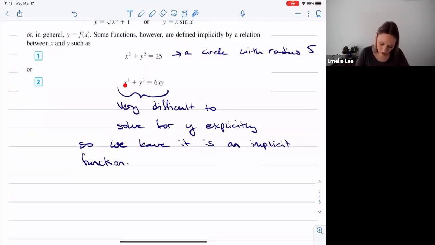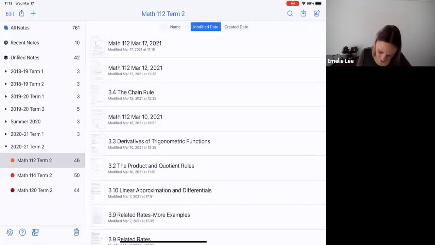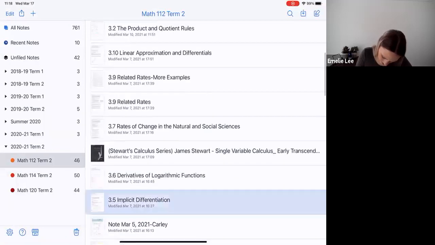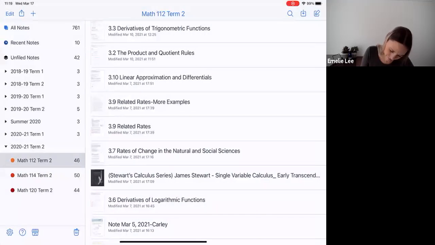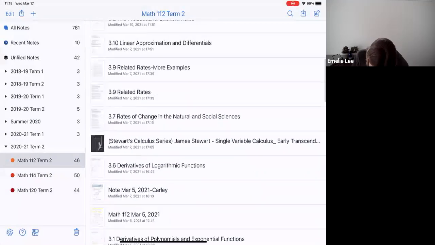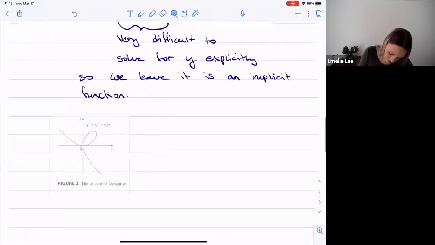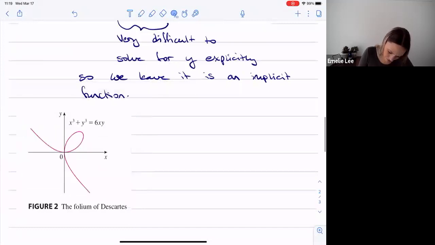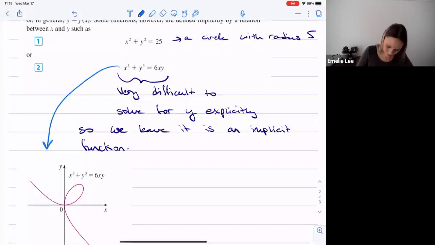This function has a name, just like this is a circle. A lot of functions have names. And so this is called a Folium of Descartes. And there's a graph of it here. It's kind of a loop-de-loop. Well, let me mark this up. So here, this is what the Folium of Descartes looks like.